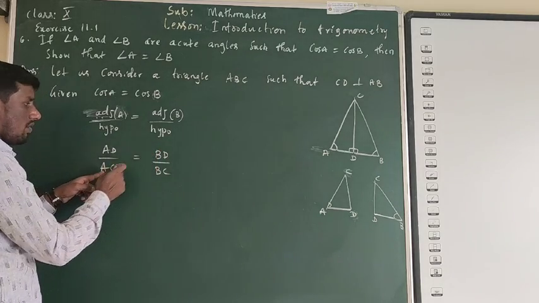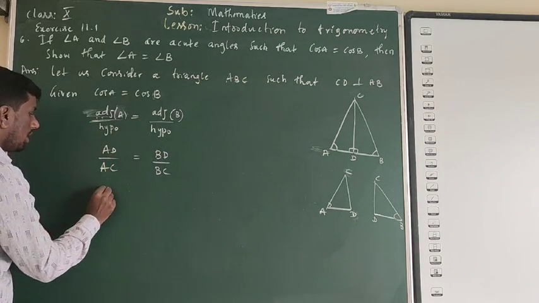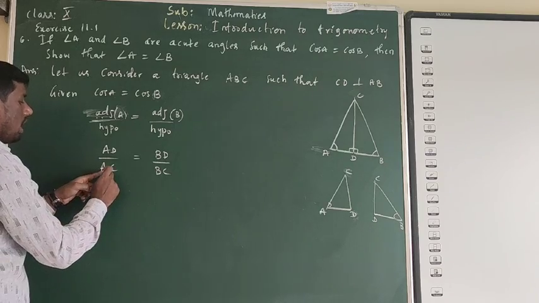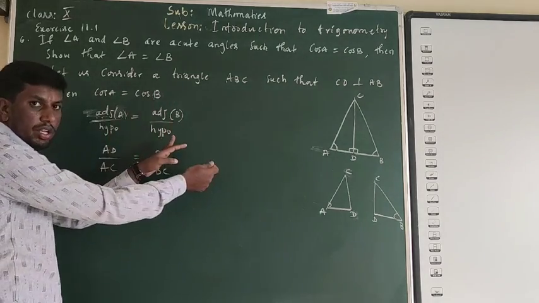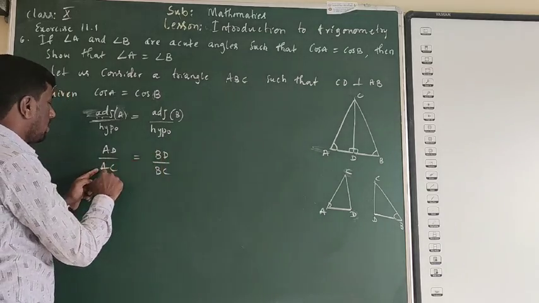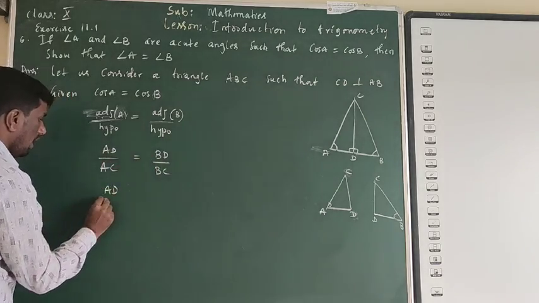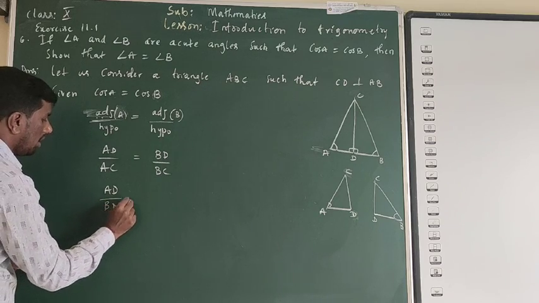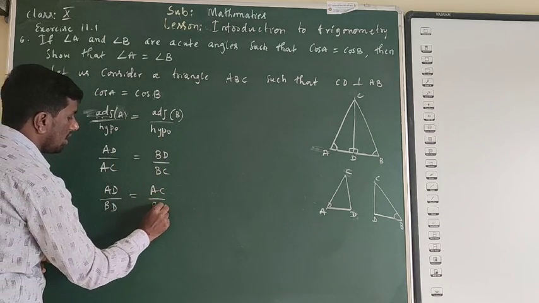Now this is equal. I'll bring BD to this side. What will happen? BD is here in the numerator. If you send it to the other side, it comes to the denominator. Correct? And as usual, I'll send AC to the other side. AC is divided here; if I send it to the other side, it will be multiplied, so it goes to the numerator. These two will be interchanged. So AD by BD is equal to AC by BC.